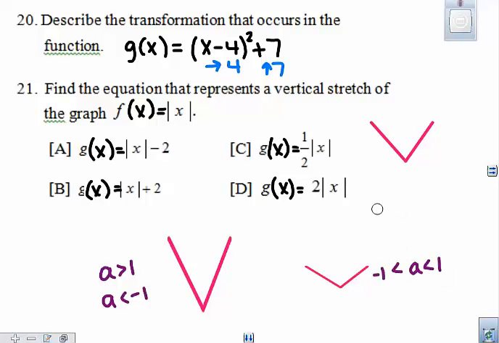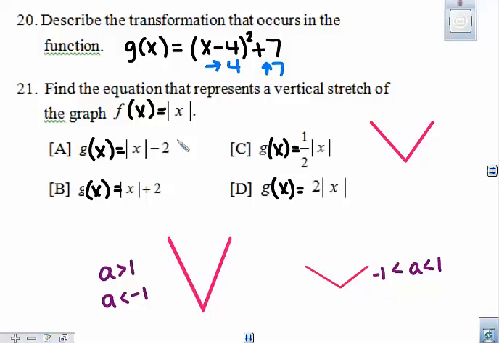Okay, so anything between negative 1 and 1, so those decimals, positive or negative, but they're just a fraction, will shrink your graph, make it wider. If your a is greater than 1 or less than negative 1, that means it can be 1.5, 2, 10, whatever, or negative 1.5, negative 2, negative 10. Okay, that's going to stretch it taller. Okay, and this a is being multiplied by your y value.